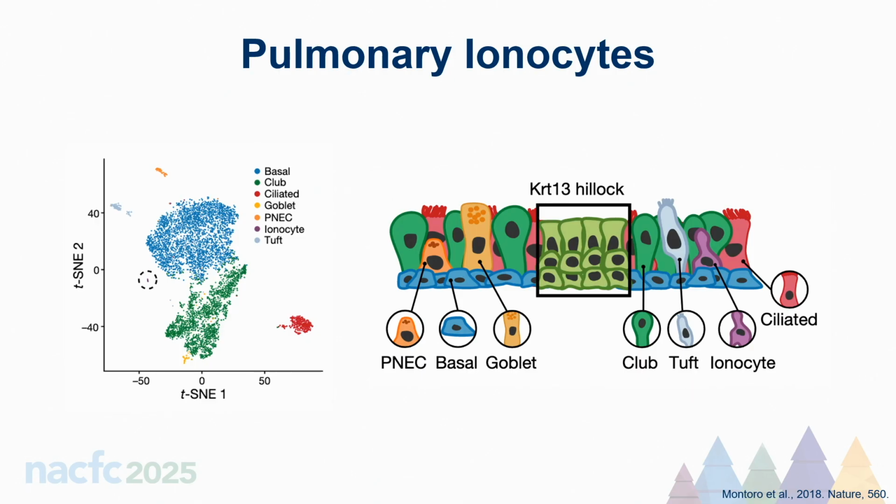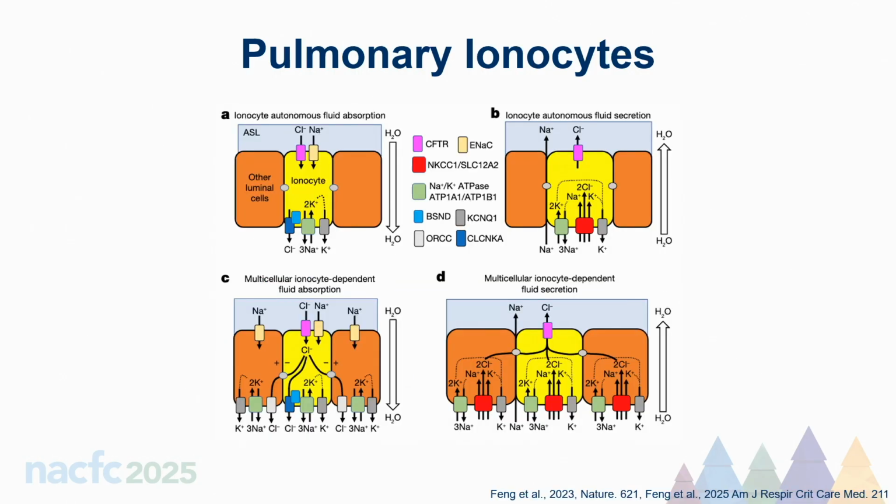Some studies show that these cells are the centerpiece of CF, and some others do not. Going through those studies a little more in detail, Dr. Englehart's group has done two great studies in the previous five years that have shown that ionocytes regulate ASL volume through fluid absorption or secretion at a single cell level, but also potentially at a multicellular ionocyte-dependent pathway.